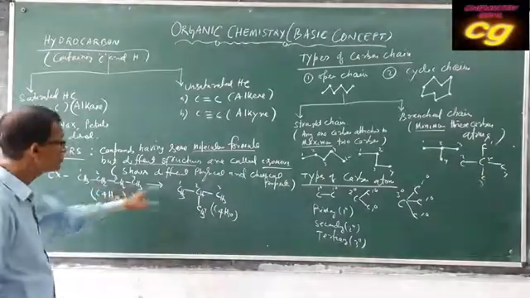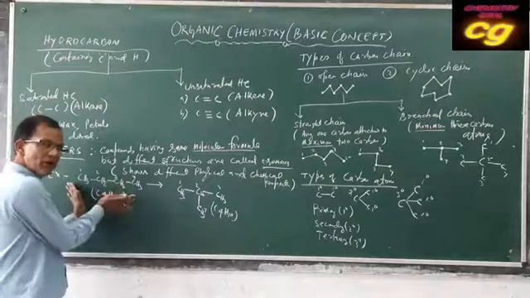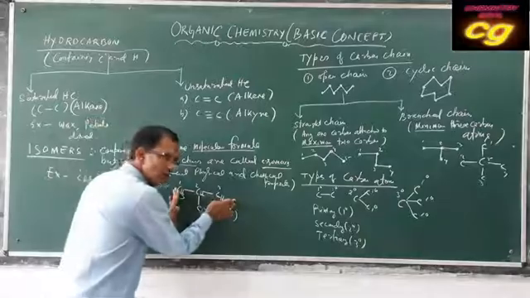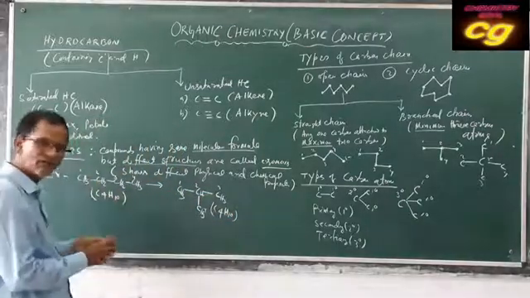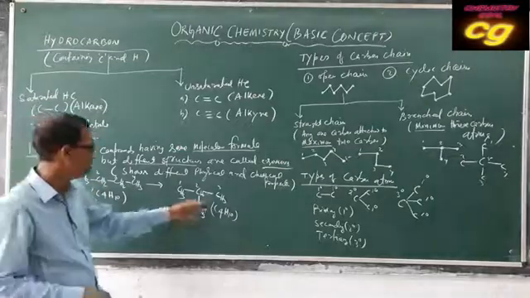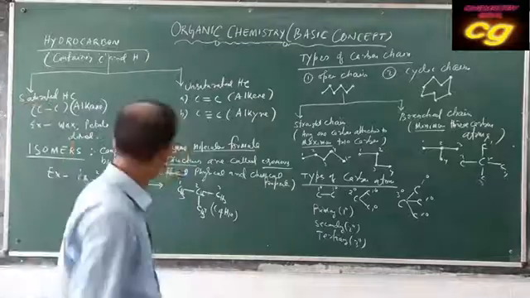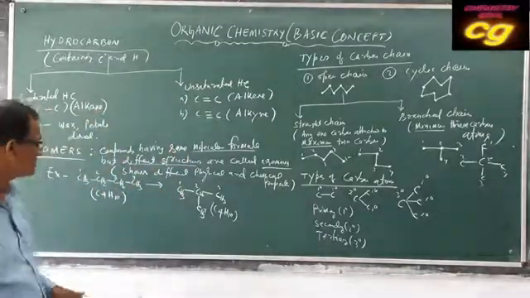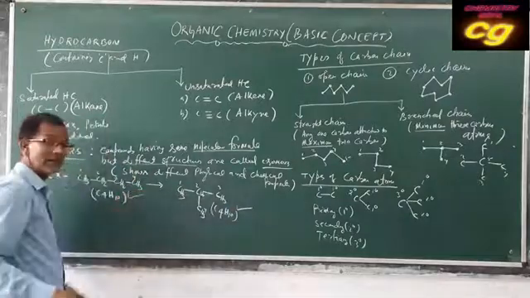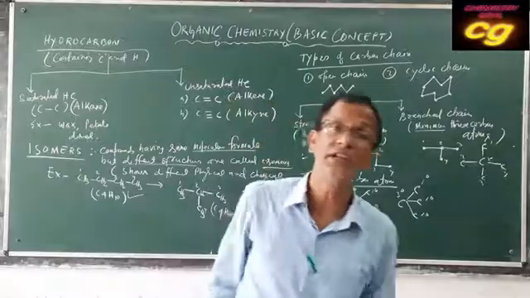We will discuss the nomenclature later. This is an organic compound, one type of hydrocarbon. This is also one type of hydrocarbon, with 4 carbon atoms and 10 hydrogen atoms. But this structure is a straight chain, and this structure is a branch chain. The properties of these two compounds are not the same. Same formula, C4H10, but different structure. That's why these are called isomers.